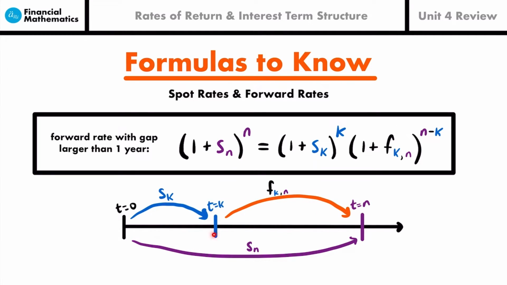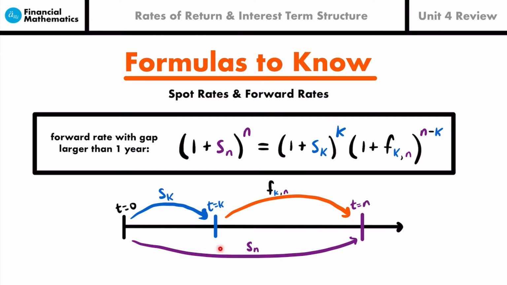It spans a period from year K to year N, where this period of time is larger than 1 year, of course. What this equation is saying is that if you use a spot rate S sub n, which would accumulate an investment from time 0 to time n, that would be the same as using S sub k for this period of time, and then this forward rate for the rest of that time, for those n minus k years. Okay, so using these two interest rates, this spot rate and this forward rate, from year 0 to year n should accumulate the same amount of interest as this spot rate S sub n would.